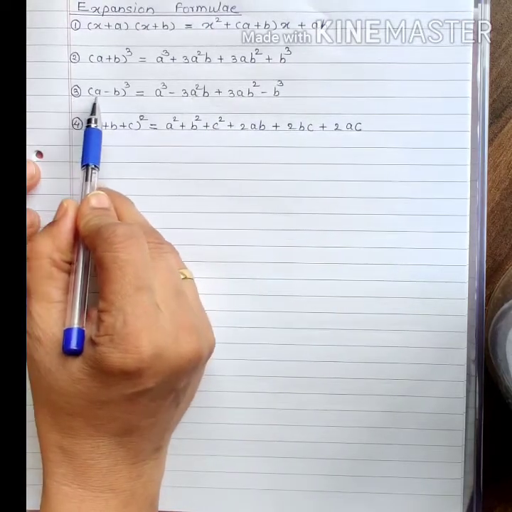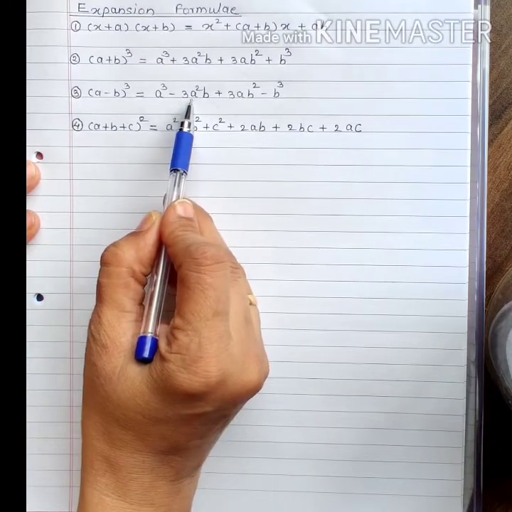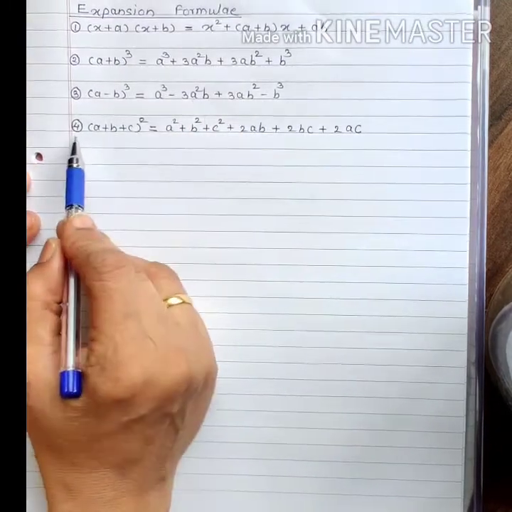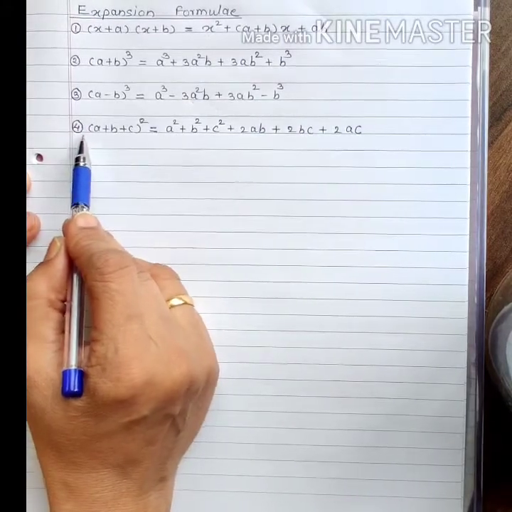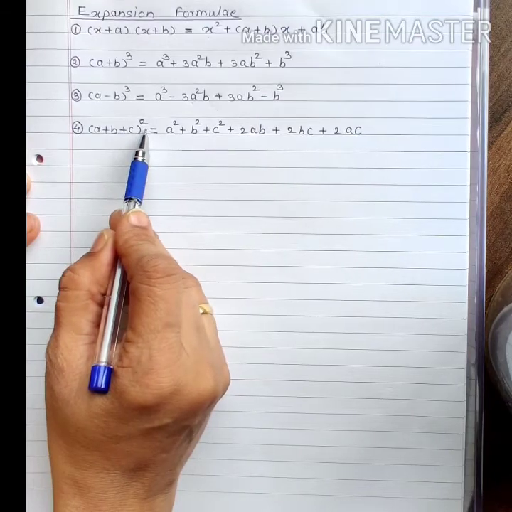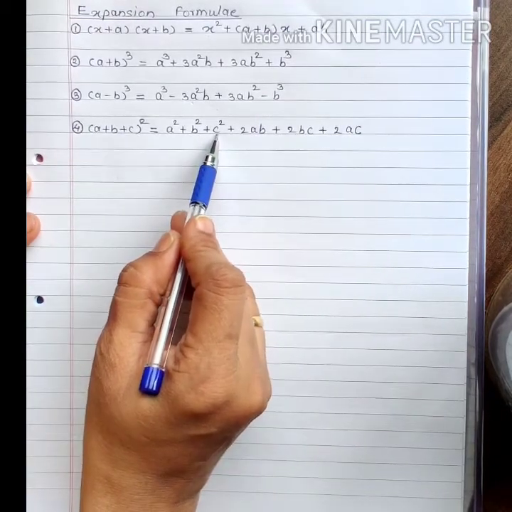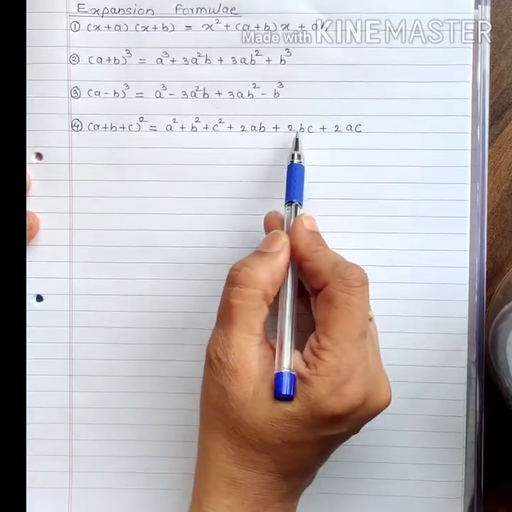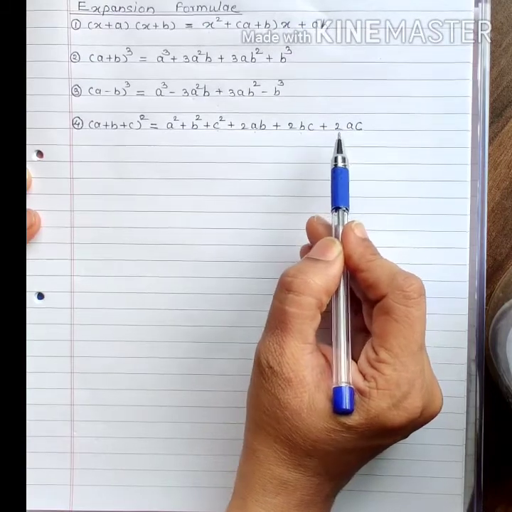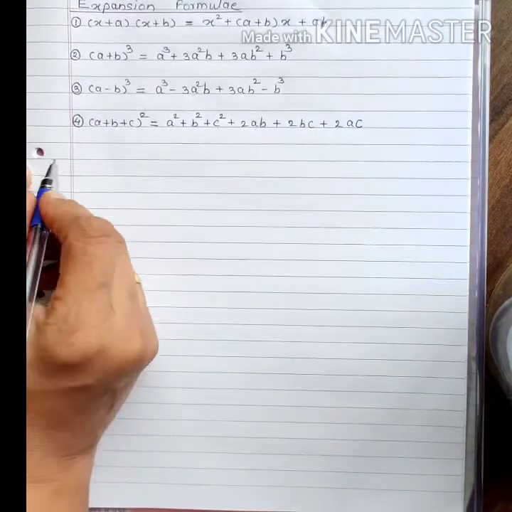Third formula is (a − b)³ equals a³ − 3a²b + 3ab² − b³. And the fourth expansion formula, (a + b + c)² equals a² + b² + c² + 2ab + 2bc + 2ac. So using these formulae, let us simplify some algebraic expressions.